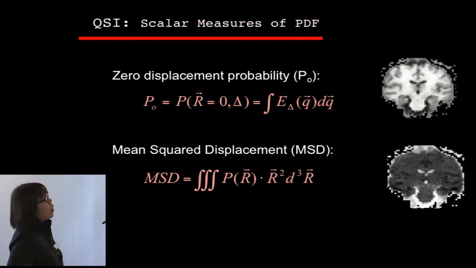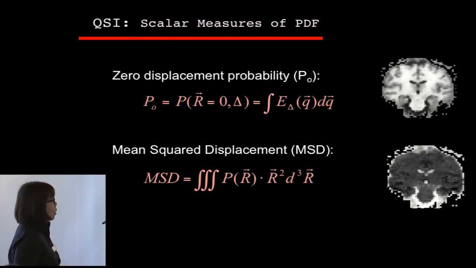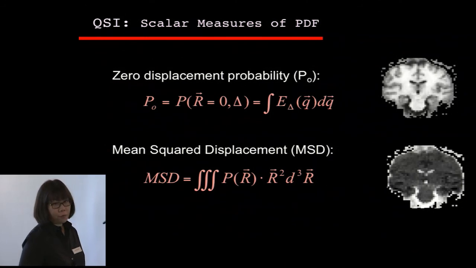In addition to these directional measures, Q-space imaging also yields scalar measures from the PDF. For example, the zero displacement probability, P0, describes the probability that the water molecules diffuse the minimum within the diffusion time. So tissue with a high restriction level will have high intensity in this P0 map, like white matter. And the mean square displacement, MSD, is the expectation value of displacement squared, and with the Einstein diffusion equation, this is linearly proportional to the average diffusivity within a voxel.